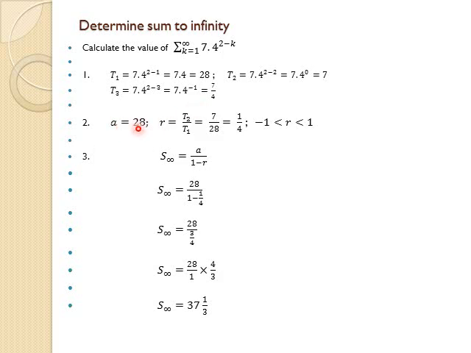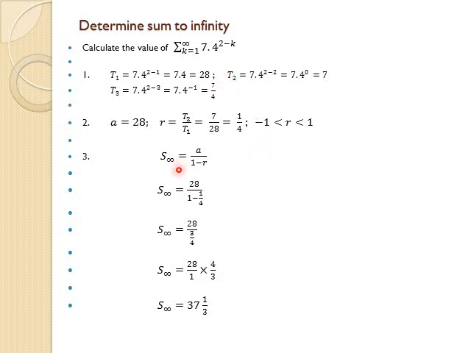Right, a equals 28, that's my first term. r equals term 2 divided by term 1, which gives me 7 divided by 28, which equals 1 over 4. So as you can see, 1 over 4 is less than 1 and greater than minus 1. Therefore, the sum to infinity exists.